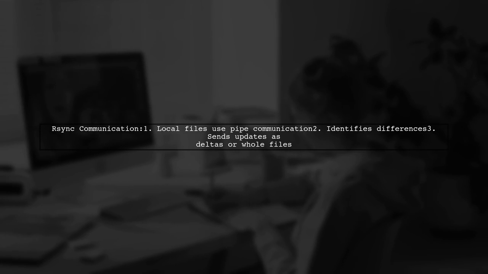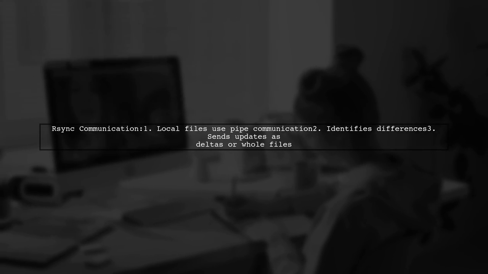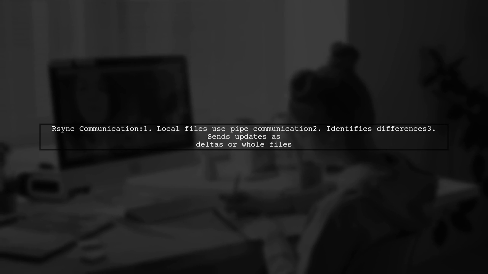Even for local files, rsync communicates through a pipe to decide on changes. Once it identifies the differences, it sends updates as deltas or whole files.